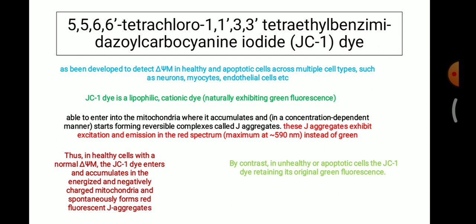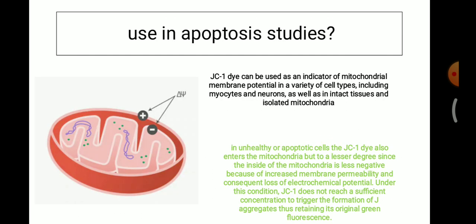The red emission is at a maximum at 590 nanometers. Thus in healthy cells with normal mitochondrial membrane potential, the JC1 dye enters and accumulates in the energized and negatively charged mitochondria and spontaneously forms red fluorescent J aggregates. By contrast, in unhealthy or apoptotic cells, the JC1 dye retains its original green fluorescence.